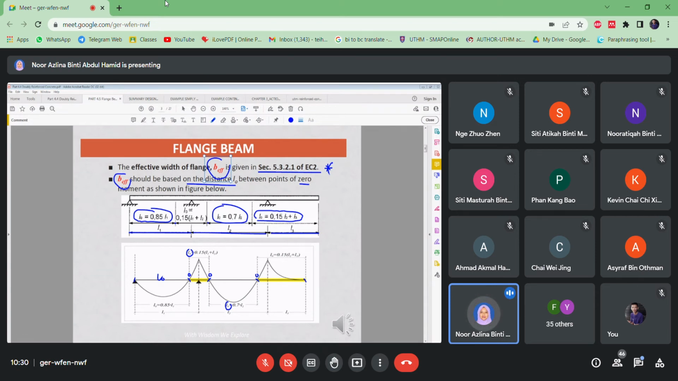Faham tak korang? Tak ada suara lah. Faham. Ada pun suara kan.